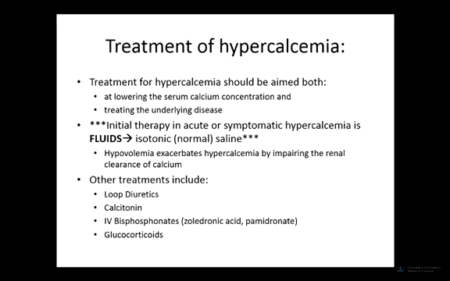So until the bisphosphonates kick in, you should be using calcitonin. And it's important to note that only IV bisphosphonates lower serum calcium. The PO bisphosphonates that we talked about in lecture today that are used for the treatment of osteoporosis do not lower your serum calcium and have no role in the treatment of hypercalcemia.